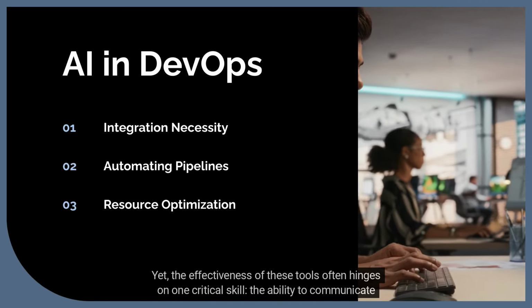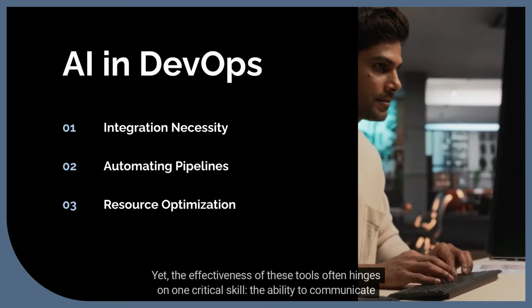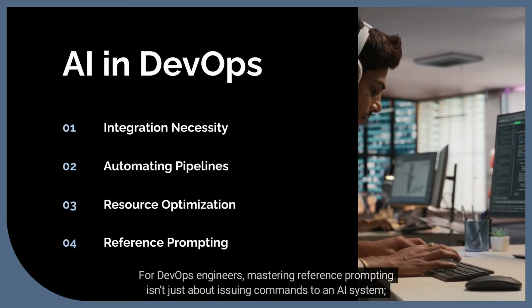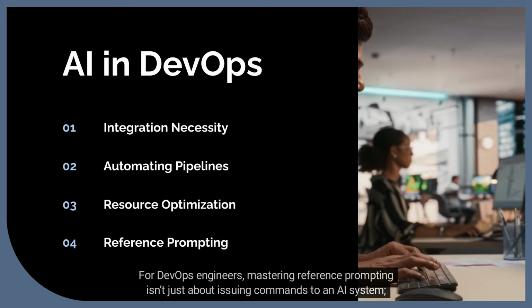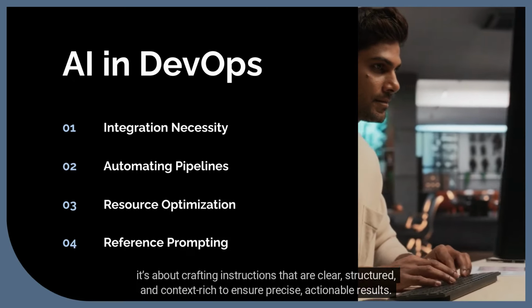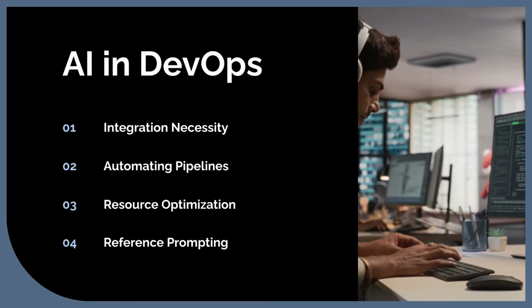Yet the effectiveness of these tools often hinges on one critical skill: the ability to communicate with them effectively. This is where reference prompting comes into play. For DevOps engineers, mastering reference prompting isn't just about issuing commands to an AI system. It's about crafting instructions that are clear, structured, and context-rich to ensure precise, actionable results.